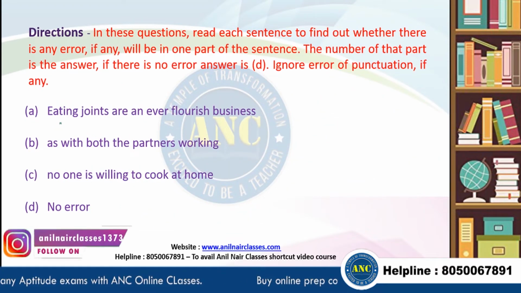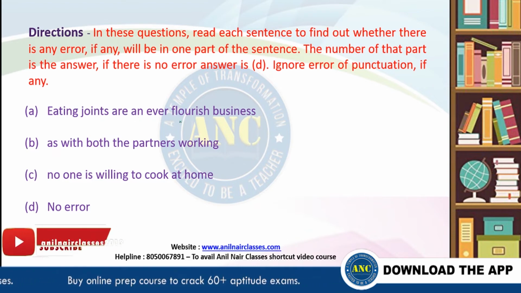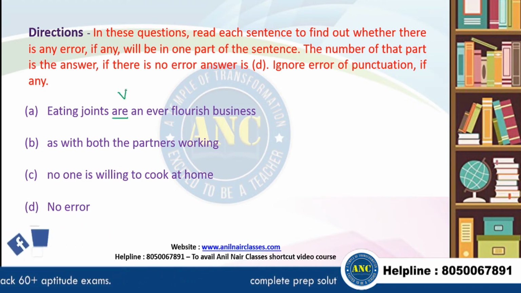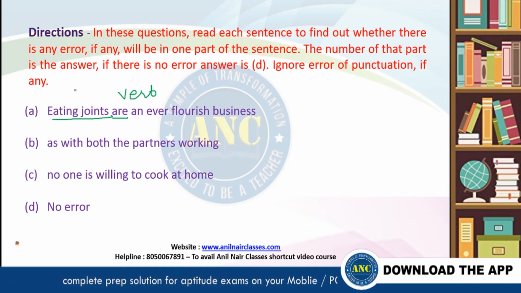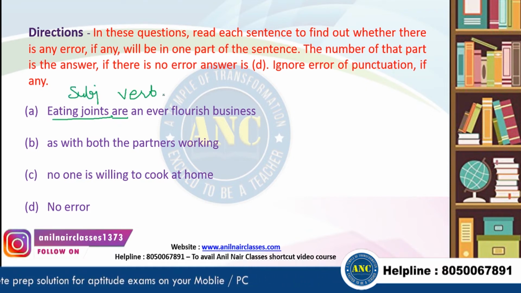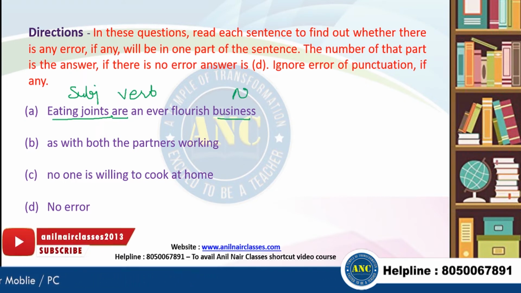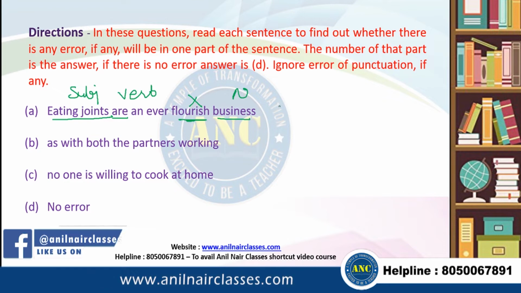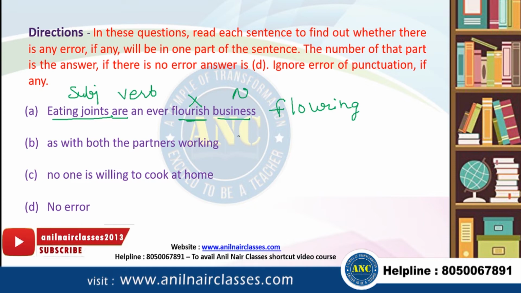Now, the eating joints are an ever flourish business. So what are an ever flourish business? Are is the verb. So what are ever flourish? Eating joints. Joints is the plural form of the subject. Subject-verb agreement is there. So are what? An ever flourish business. Business is a noun. What kind of business? Flourish business or flourishing business? We don't need the word flourish over here. This is wrong. It should be in the participle form. It should be flourishing. Flourish is a verb.